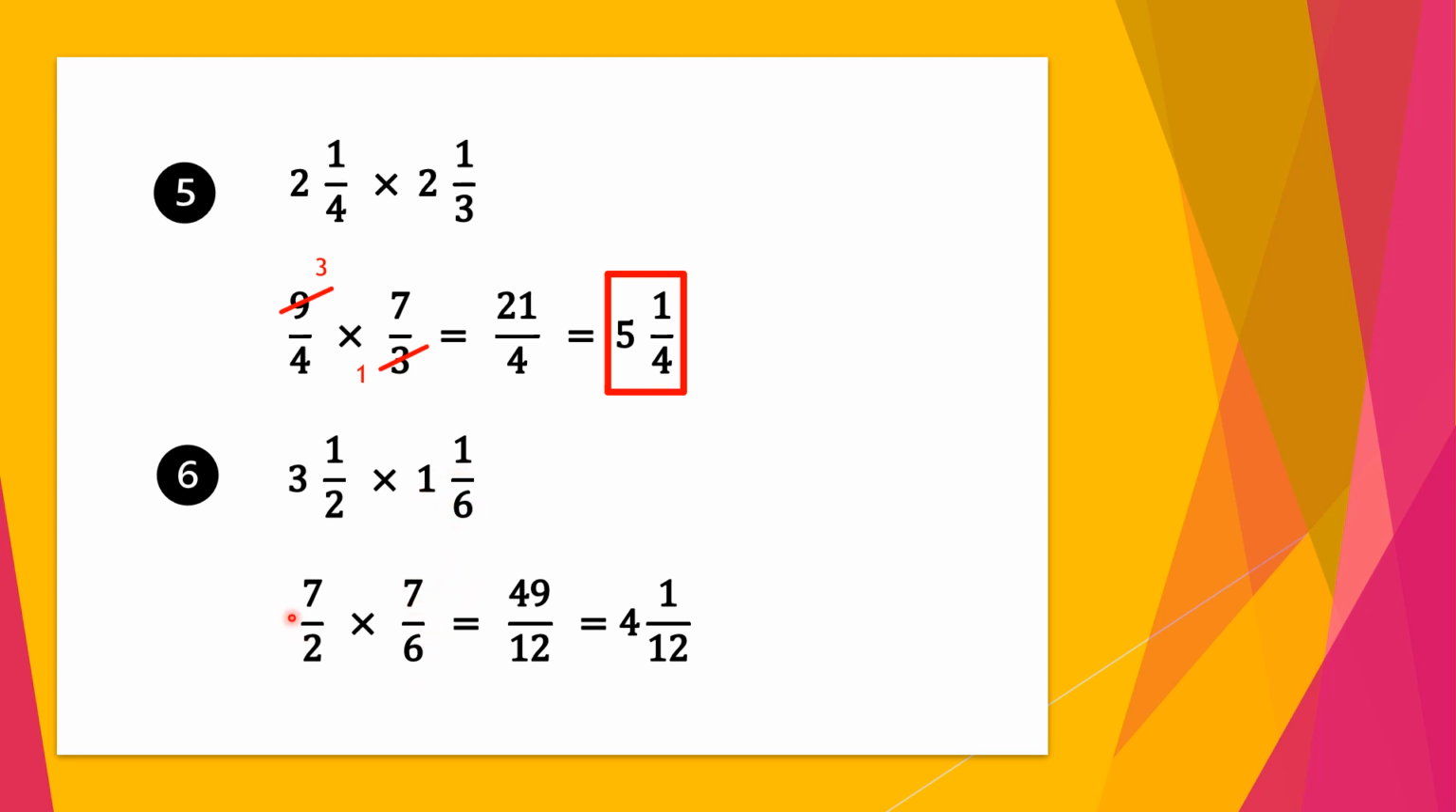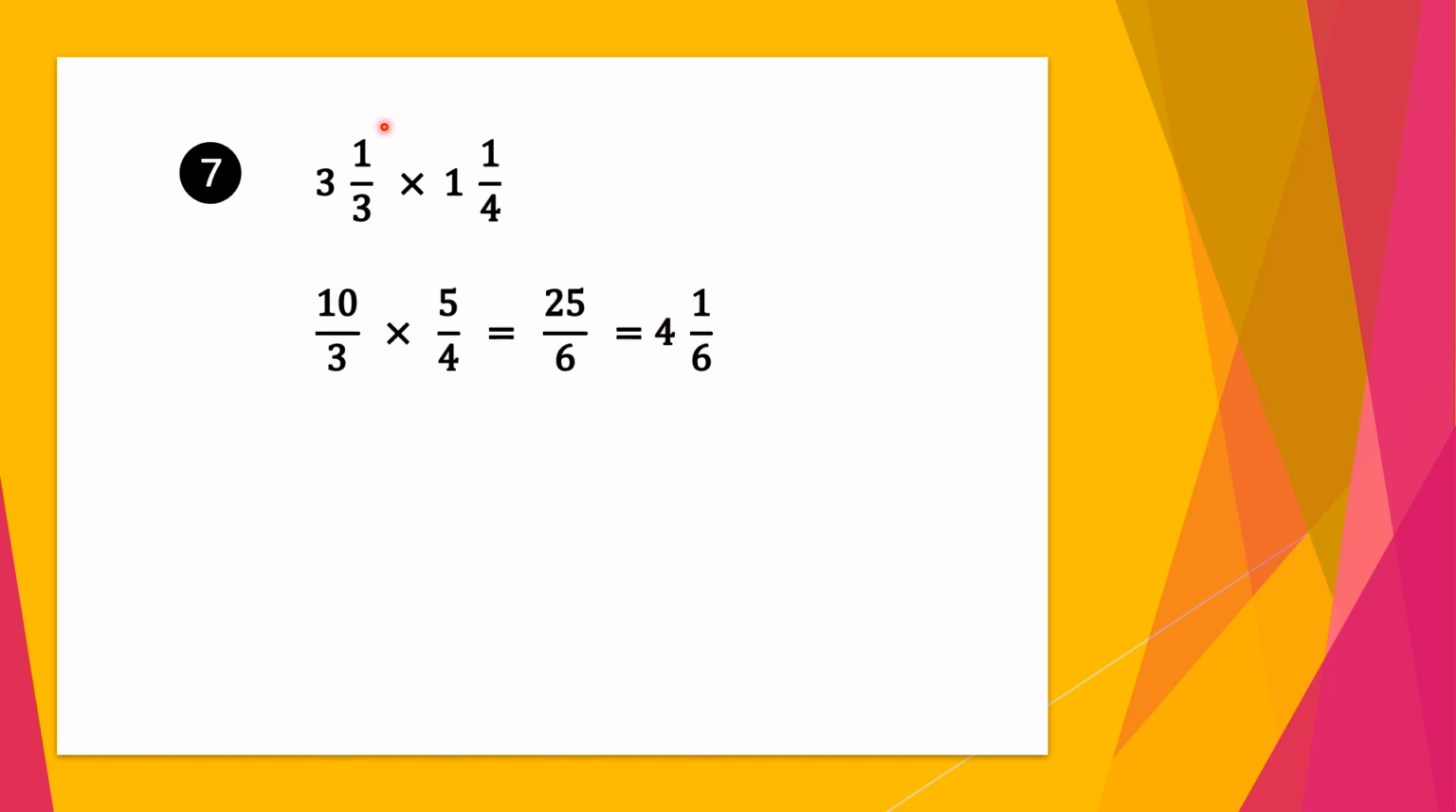Now we can't cancel anything, so we multiply our numerators first. 7 times 7 is 49, and we multiply our denominators, 2 times 6 is 12. This is our solution, but it is an improper fraction. We want to convert it into a mixed fraction, so our final solution is 4 1/12.